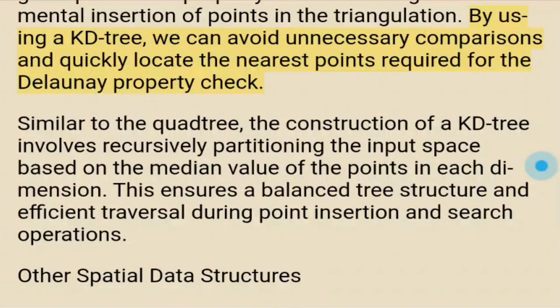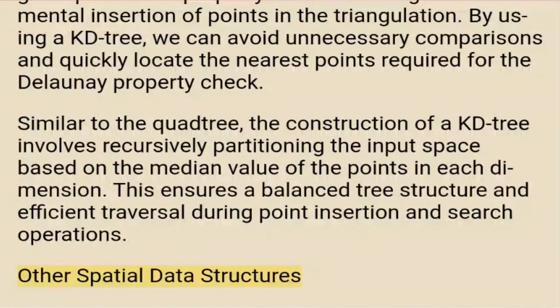By using a KD tree, we can avoid unnecessary comparisons and quickly locate the nearest points required for the Delaunay property check. Similar to the quad tree, the construction of a KD tree involves recursively partitioning the input space based on the median value of the points in each dimension. This ensures a balanced tree structure and efficient traversal during point insertion and search operations.